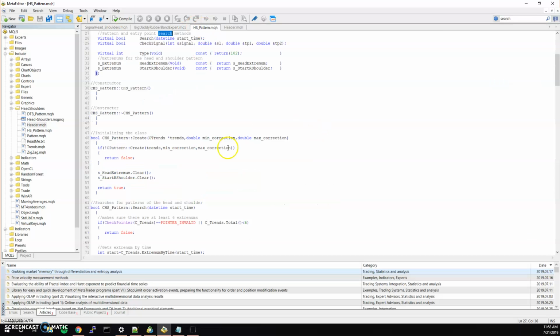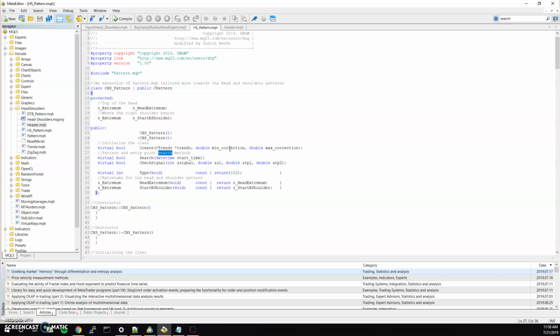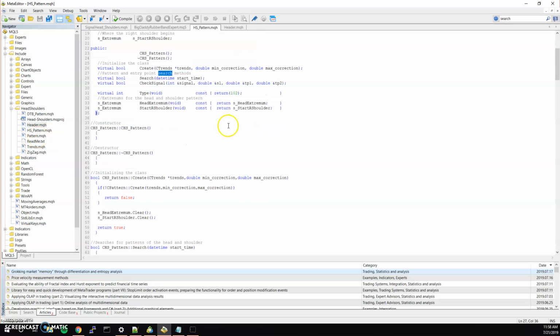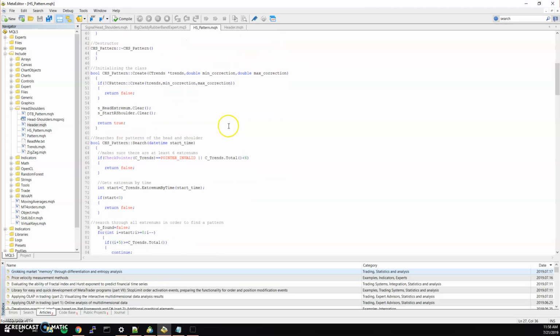Then we have the head and shoulders pattern. This helps us to detect the head and shoulders patterns. It builds upon the pattern class that is over here, and helps us to detect specifically a head and shoulders pattern.